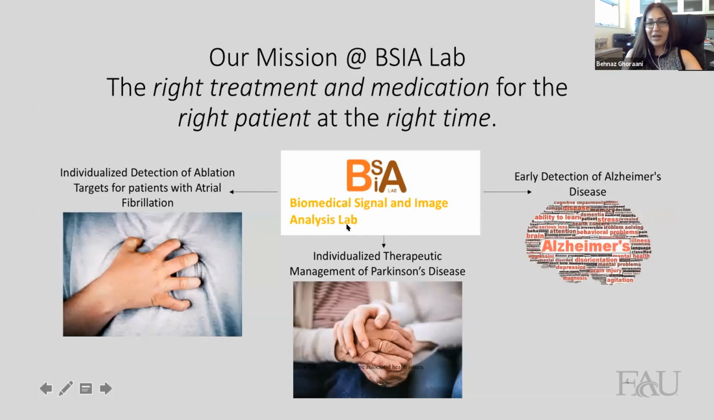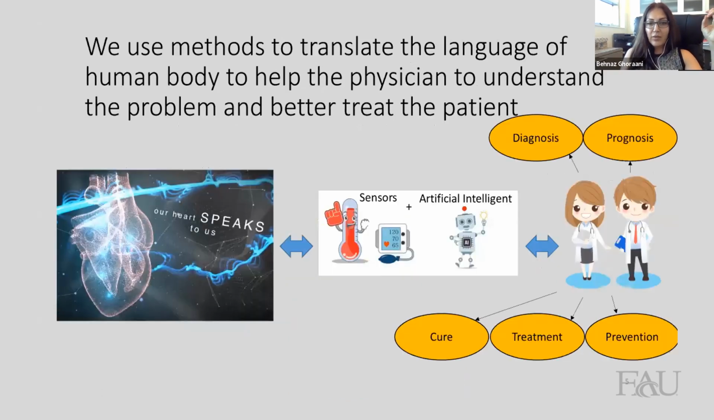Now, more about my research here at FAU. My lab is the biomedical signal and image analysis lab. Our goal is to help physicians provide the right treatment and the right medication for the right person and at the right time. So our goal is to personalize the treatment or therapy for patients. Today, at first, I'm going to focus on our three main projects. Then if we have time, I'm going to quickly go over some of the other projects to give you an idea about the other types of work that we do.